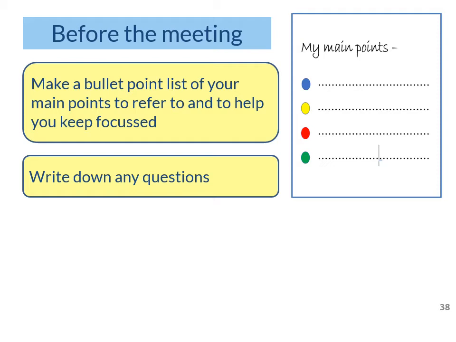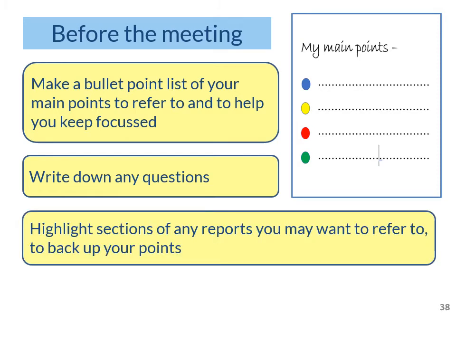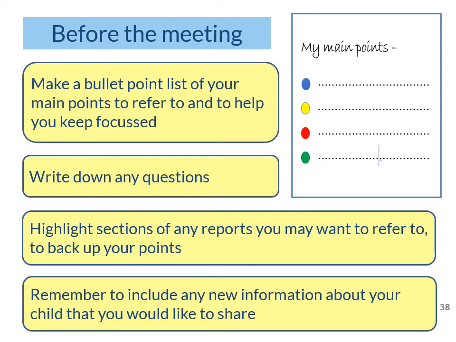If the meeting is being held over the phone or using a laptop or notebook, make sure you have some paper nearby so that you can jot down your questions and make any notes as the meeting takes place. Maybe you want to refer to a recent report or a recent assessment. If so, it's helpful to have highlighted the sections you want to talk about in advance so that you can find them quickly. Remember to include any new information about your child which you would like to share.